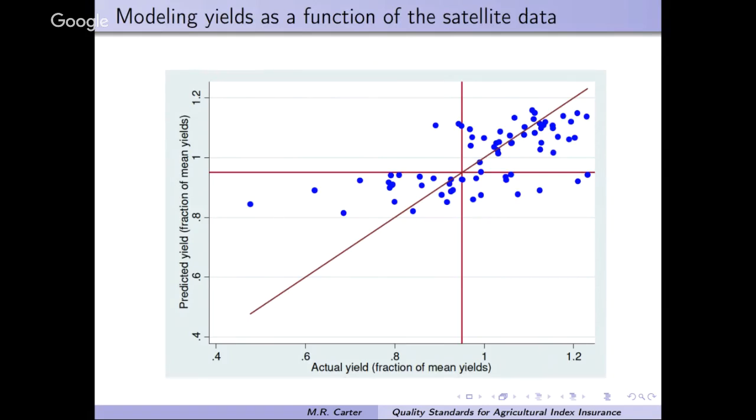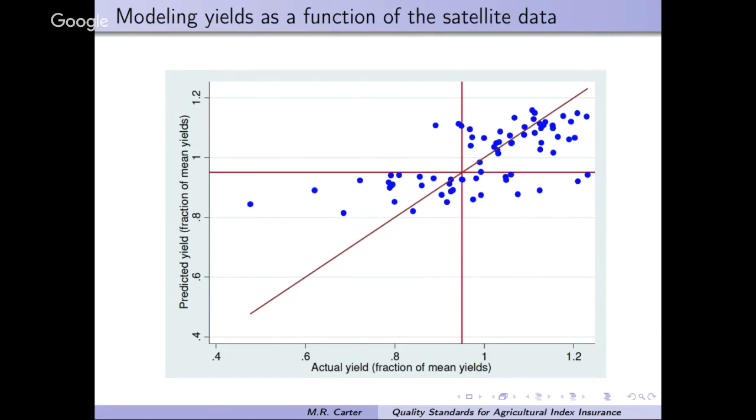And what you can see if you stare at this a little bit is that the satellite predictor is pretty good at picking up losses. But if you go over to the left side of the line, you can see when farmer losses were around 50%, that is, their yields were 50% of their normal yields, the satellite was way over predicting their yield, saying that they were only at 85% of the yield.